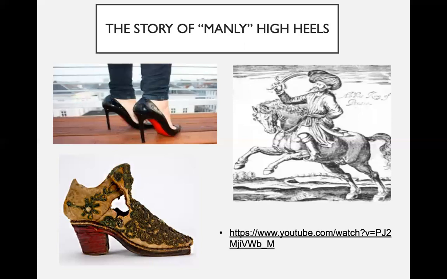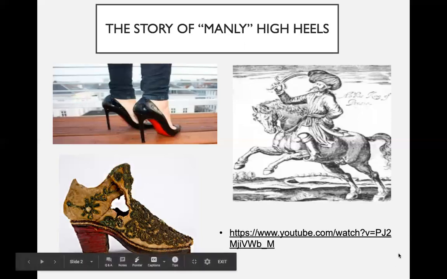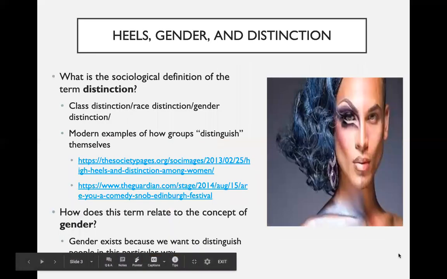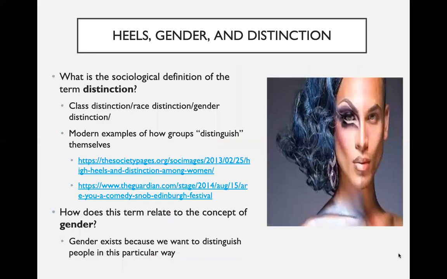And it's interesting in light of the fact that, in this early history, it was the opposite. It was a gendered item, but it was an item associated with men. And so your textbook opens with that story because it introduces the sociological definition of the term distinction. And basically, this is just a way of saying that groups seek to distinguish themselves from one another.